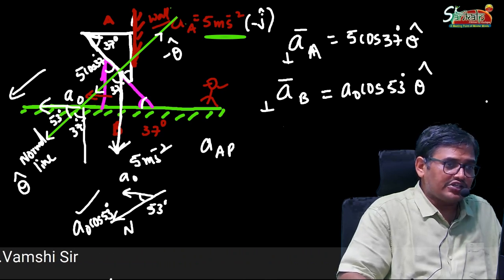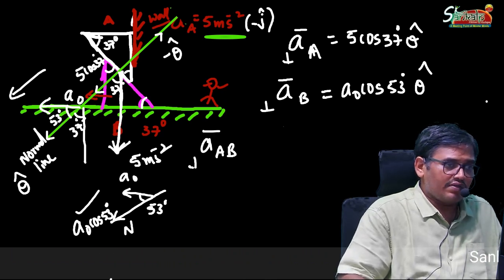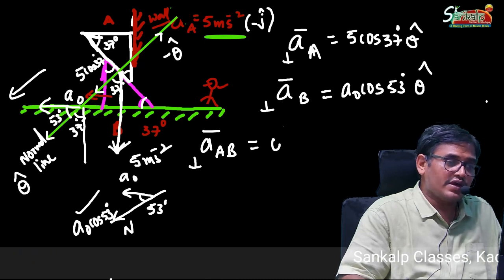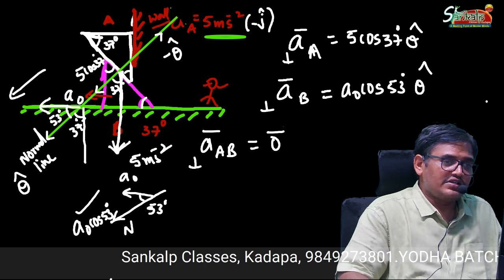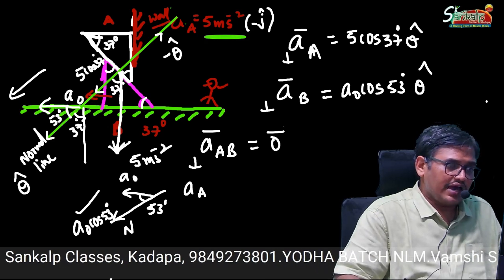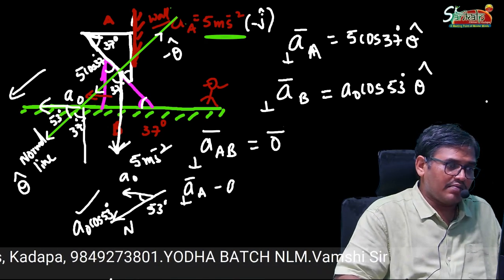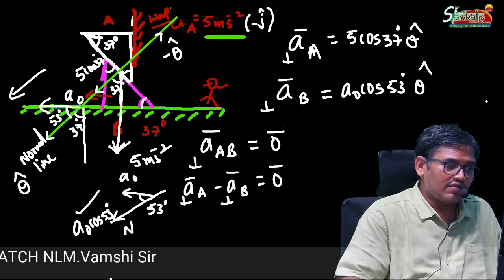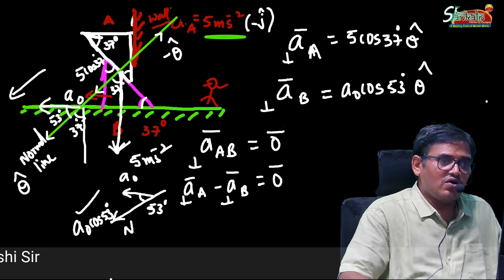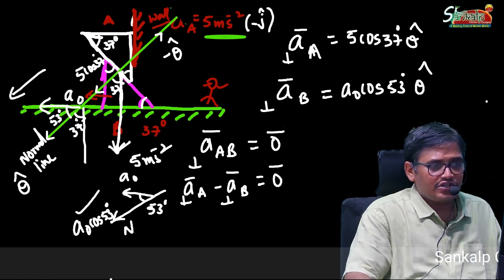Relative acceleration, that is acceleration of A with respect to B along the perpendicular direction, is a null vector. This is a wedge constraint. Acceleration of A perpendicular minus acceleration of B perpendicular is equal to the null vector. So phi cos 37, how much is it?